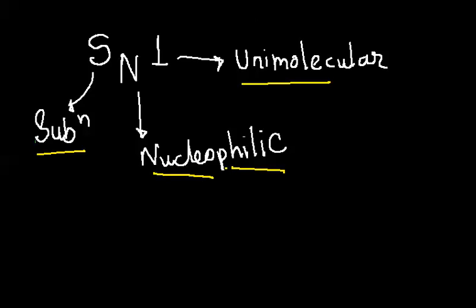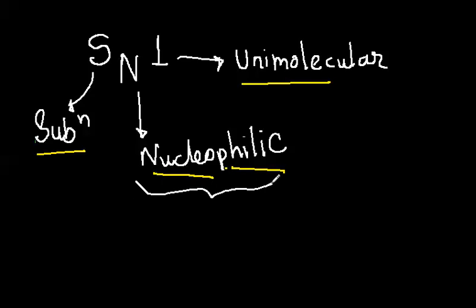We have seen a video on SN2 reactions, and you're supposed to see that video before this one. And this is SN1, that is again a substitution nucleophilic reaction, and this is called a unimolecular reaction. And we have seen that SN2 was a one-step reaction, and this is a two-step reaction.